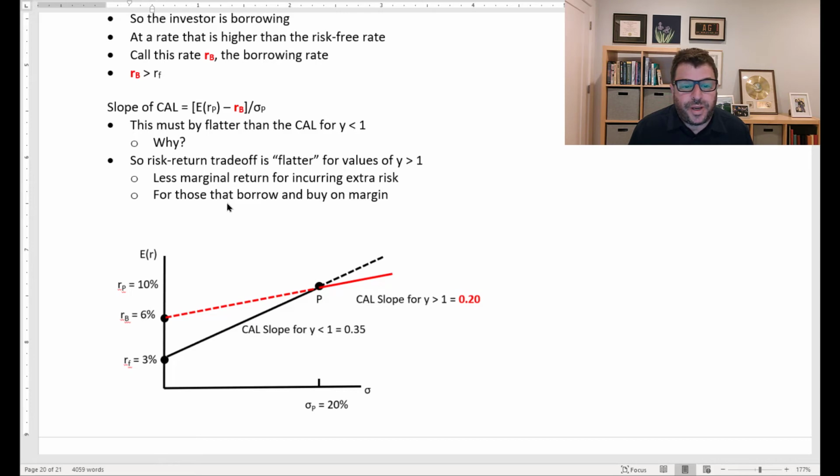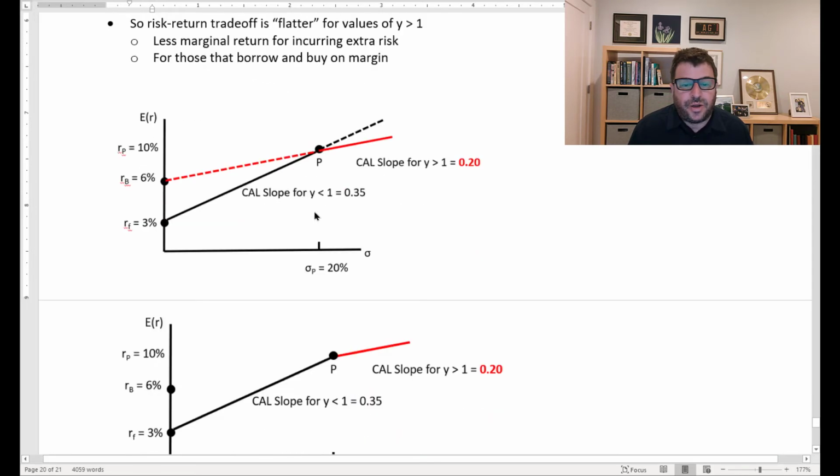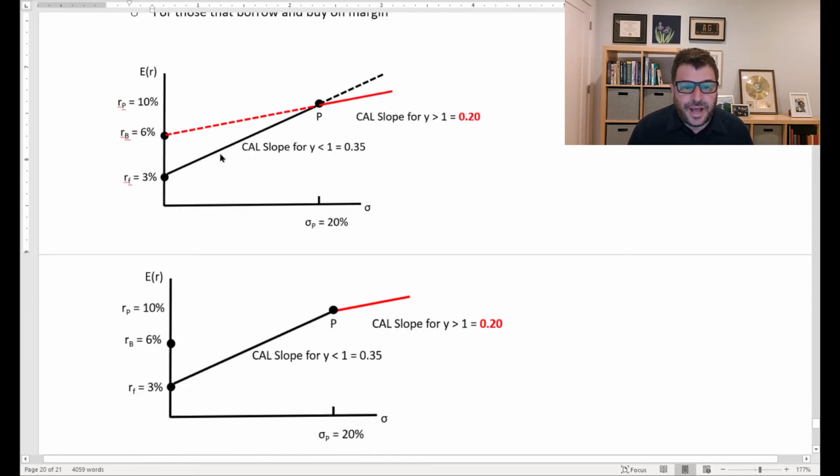But for those borrowing and buying on margin, we're going to end up with a CAL that has this slope through P and then this slope after P. And this is going to affect my optimal allocation. If I'm going to have a Y that's greater than 1, I'm now going to have RB in my equation for my Y star, and this is going to make it, well, an even greater burden to overcome in order to be able to allocate in that amount.